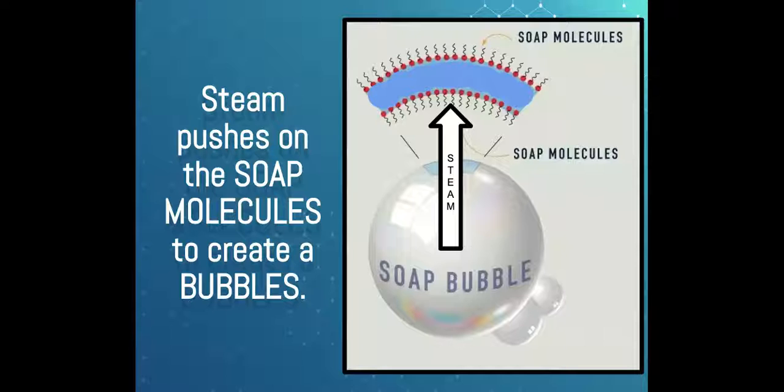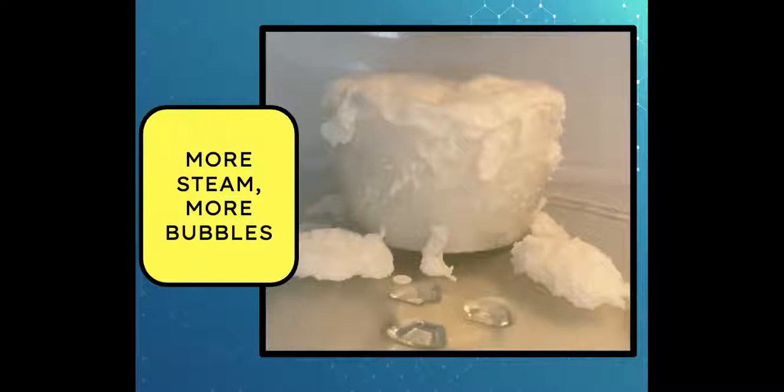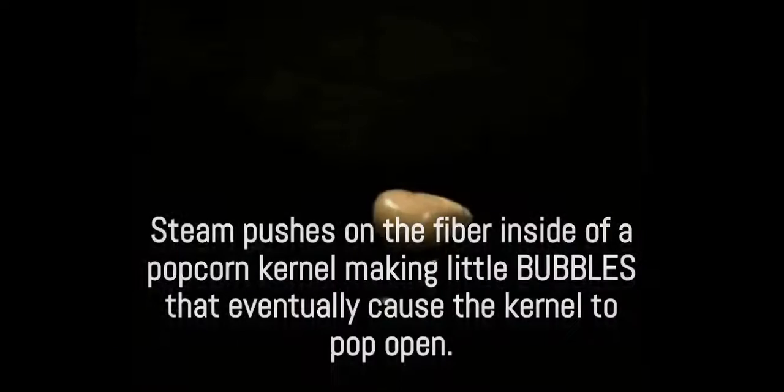So water turns to steam, and the steam pushes on the soap molecules that are in the soap, and they create bubbles. You have here on the right a bubble. Inside of that is all of the gas version of water, the water vapor or the steam. They're going to push on the soap and create bubbles. Now, if you have more steam, you get more bubbles, and that's exactly what happens when the microwave is allowed to work on the water inside the soap. It just creates all of these bubbles.